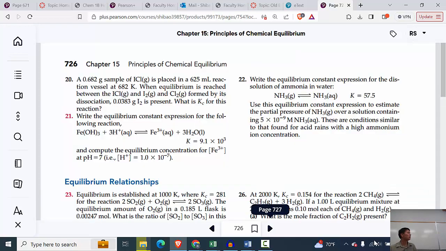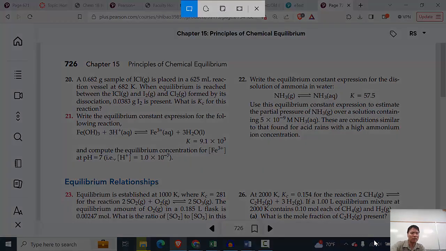Pretty much. Sometimes it gets confusing because if you look at number 21 here: write the equilibrium constant expression for the following reaction and compute the equilibrium concentration of iron 3+ at pH 7. So we can do this one. I don't know if this is number 21 in the 11th. I think this is number 21 in the 11th edition.